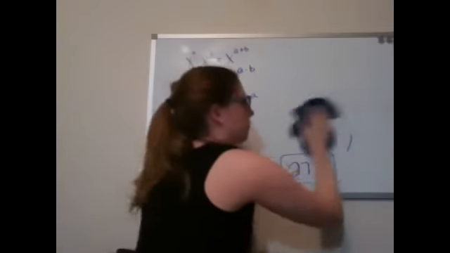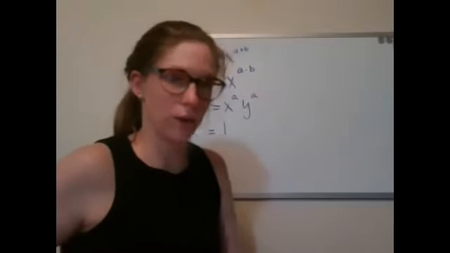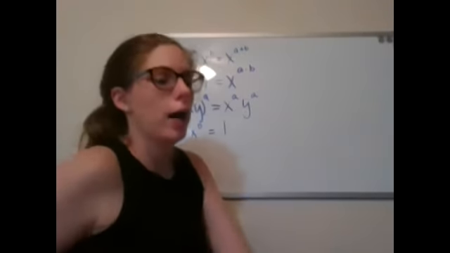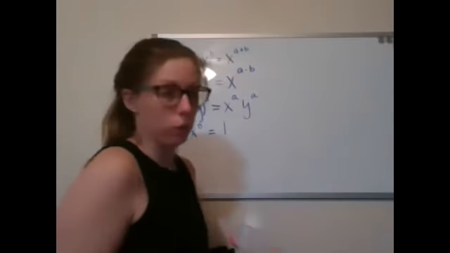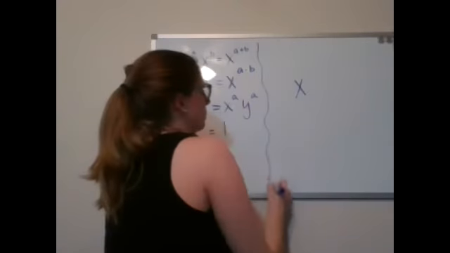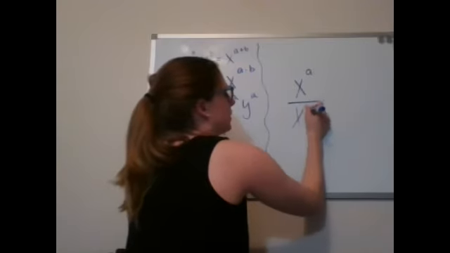All right. If you have questions, let me know. Today we're going to talk about just 3 quick more ones. They're very similar to what we've already gone over. The first one is our quotient rule. So it says if you have two like bases, x to the a divided by x to the b.